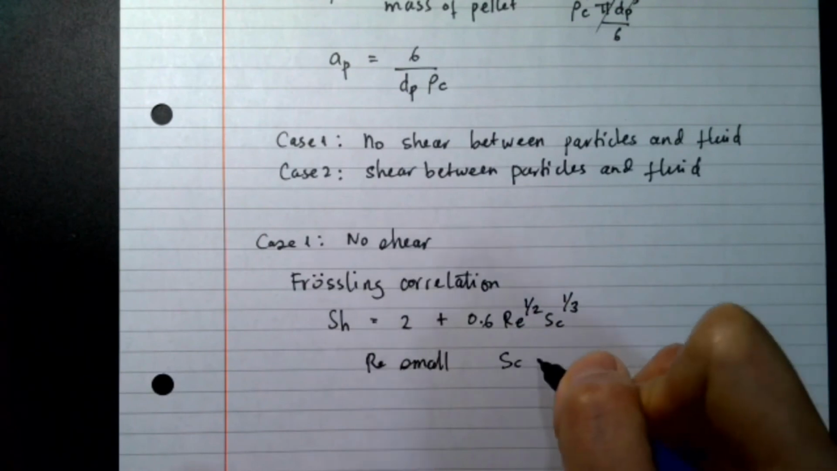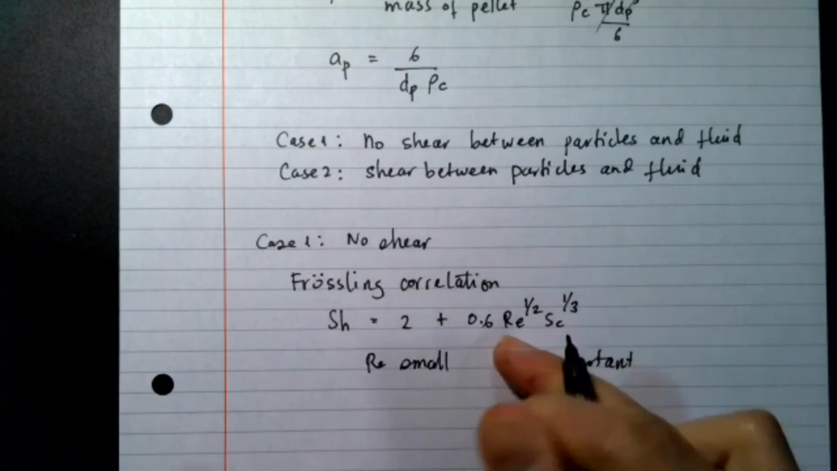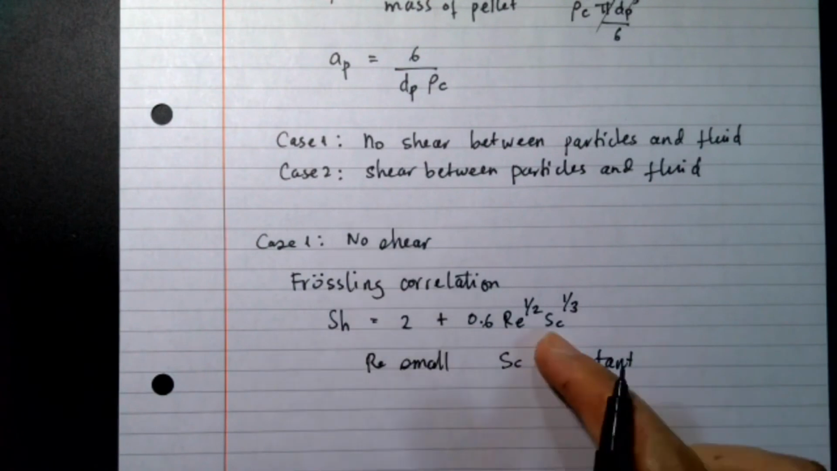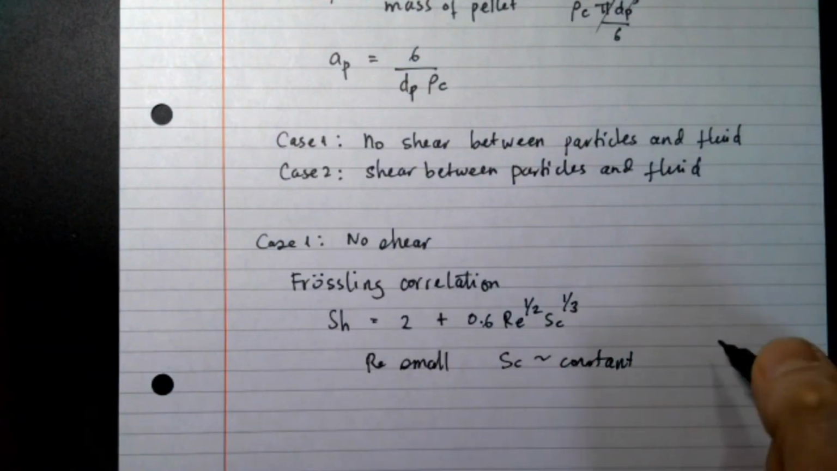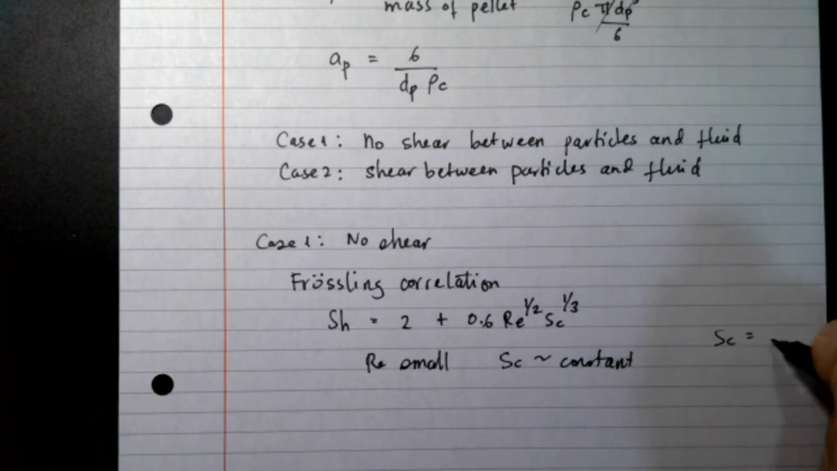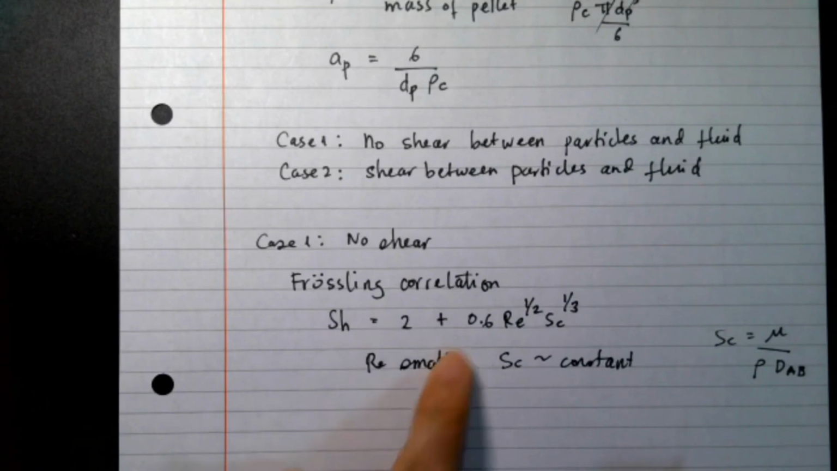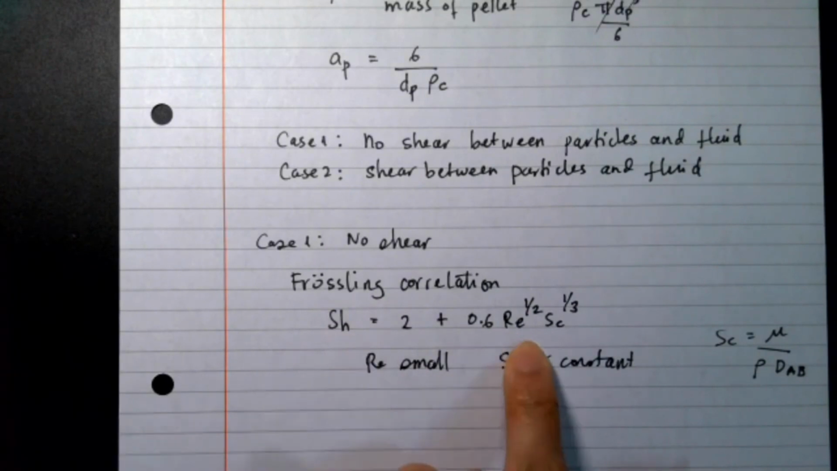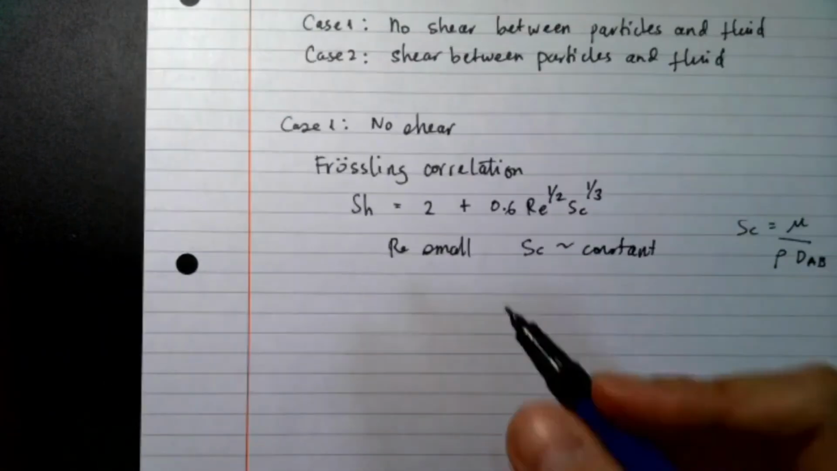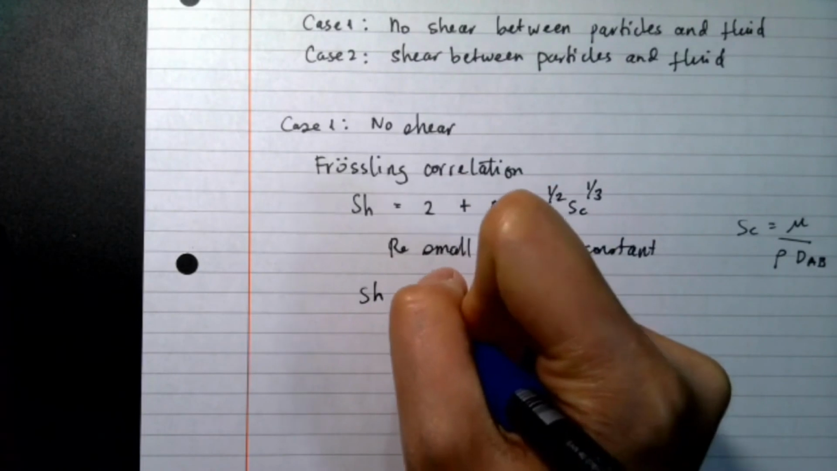The Schmidt number is almost constant. Because as you can remember, the Schmidt number is just a function of the properties of your fluid. If you can remember, the Schmidt number is equal to the viscosity divided by the density and the diffusivity of A in B. So this is not affected by the particle size or the agitation rates. So the Reynolds number is small and is significantly smaller than 2. So therefore, the Sherwood number is approximately equal to 2.